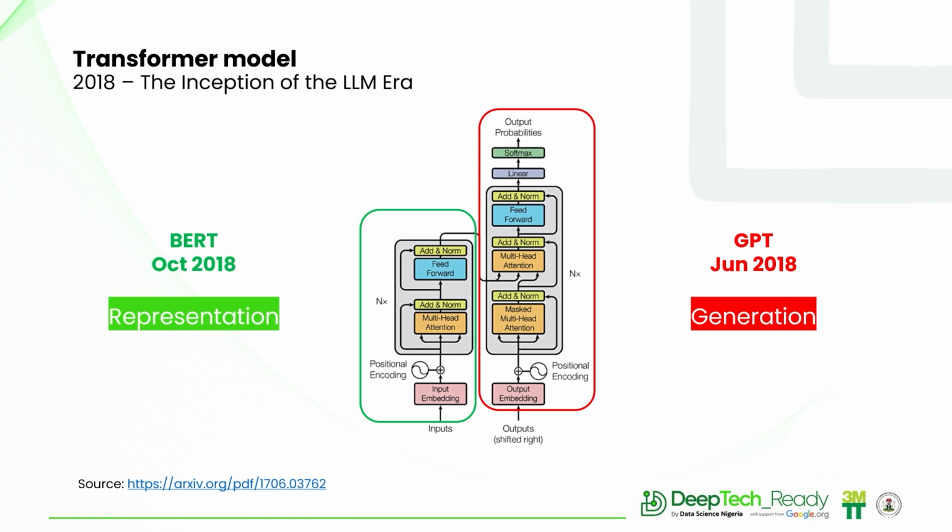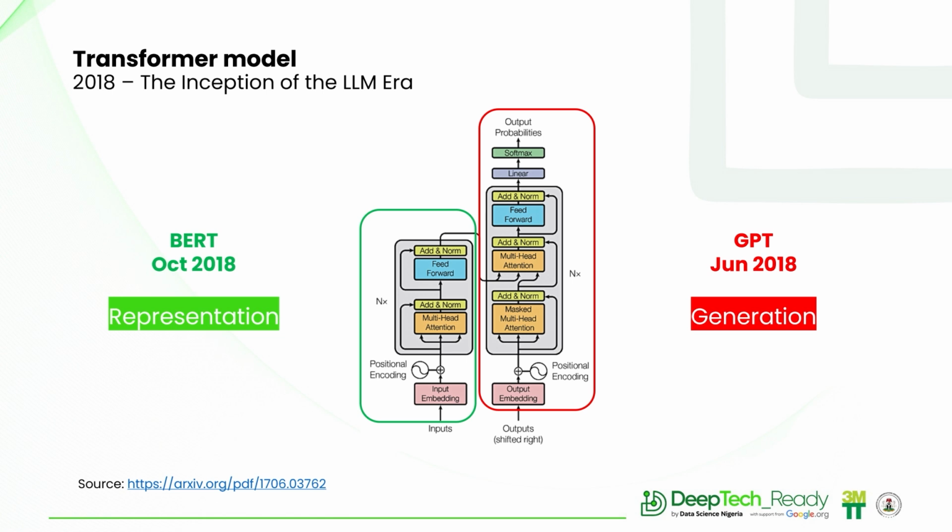Then GPT was released in June 2018 and is focused on generation. Unlike BERT, GPT used a unidirectional approach, and it excels in text generation tasks, where the model predicts the next word based on previous ones, as we see in chatbots or story generation. Together, these two models set the stage for the advanced large language models we use today.